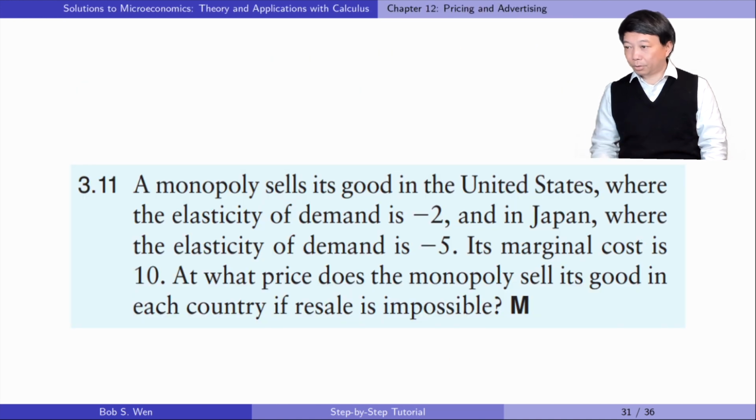Let's go to exercise 3.11. A monopoly sells its good in the United States, where the elasticity of demand is -2, and in Japan, where the elasticity of demand is -5. Its marginal cost is 10. At what price does the monopoly sell its good in each country if resale is impossible?